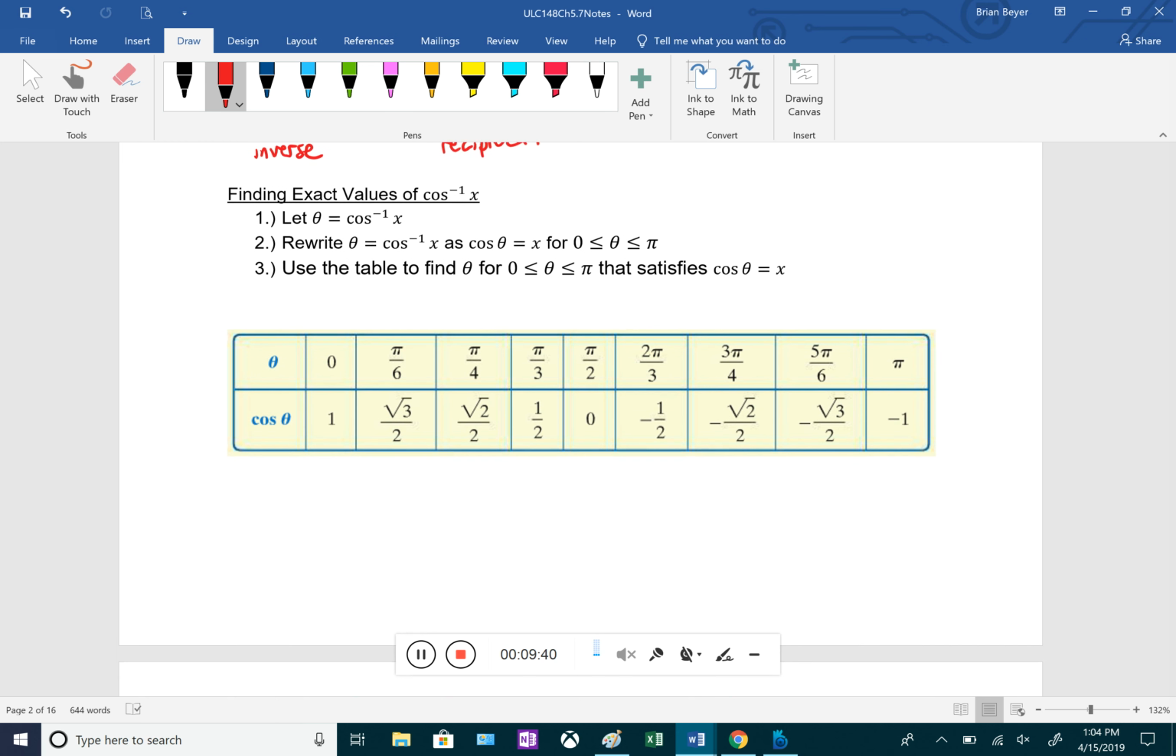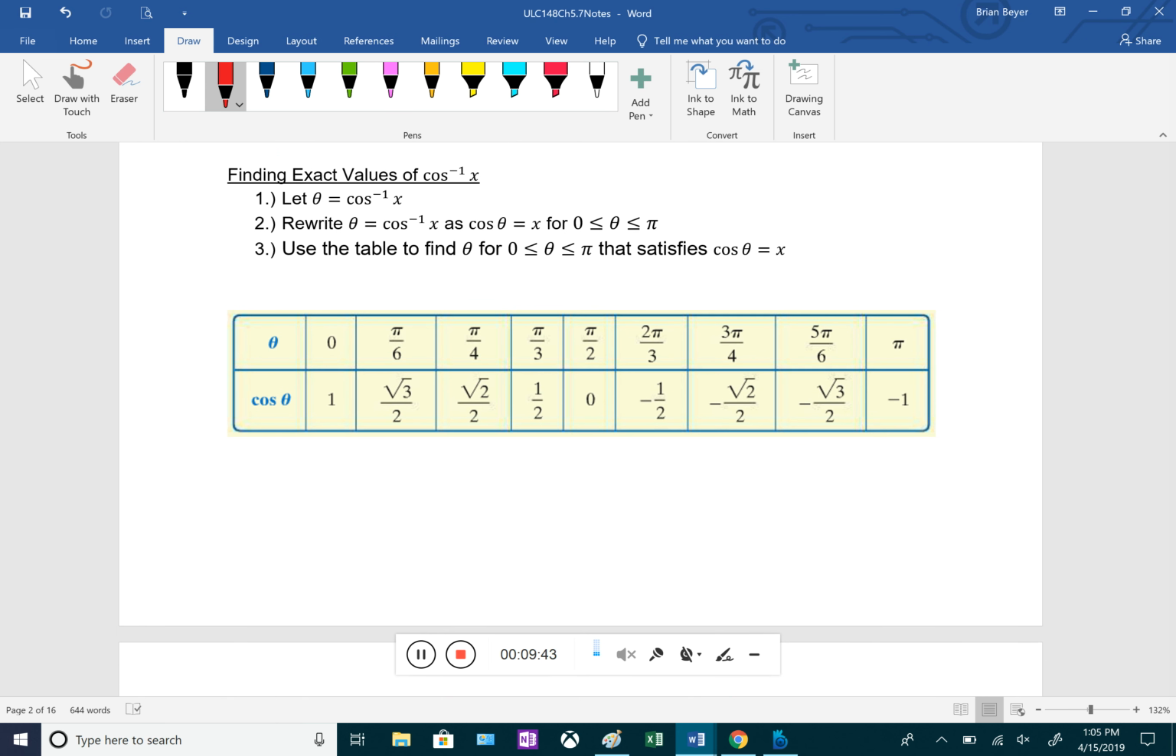Okay, so finding exact values of cosine inverse, pretty much going to be the same thing that we just did. We're going to let theta equal cosine inverse of x. And then we're going to rewrite it as cosine of theta equals x, and we have to make sure that we're on the restricted domain. And we can just use this table to help us figure out what satisfies cosine of theta equals whatever x value is in the problem. So we have this table from 0 to pi because that's our restricted domain. So pretty much all we'll have to do here is look inside these values to see what theta value gives us that output value.